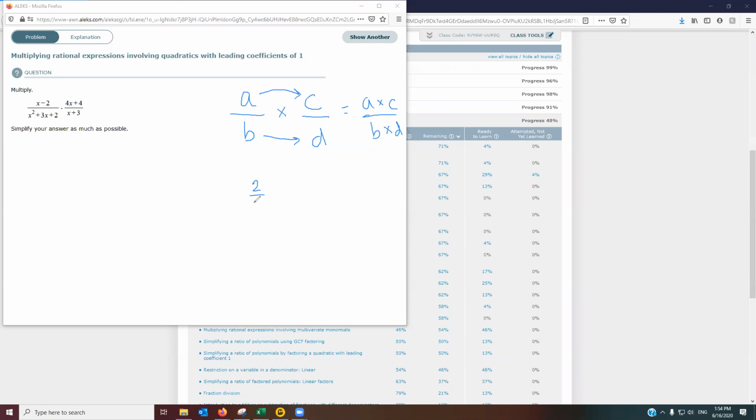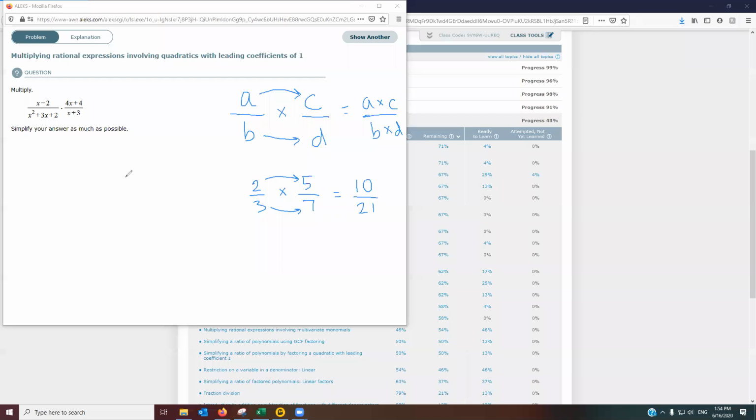I would have had 2 over 3 multiplying, let's say, 5 over 7. Well, I'm just going to multiply straight across. On top, 2 times 5 is 10. On the bottom, 3 times 7 is 21. So that's the answer. Notice when you're multiplying fractions, you don't need the same denominator. It's only when you're adding or subtracting fractions that you need the same denominator.